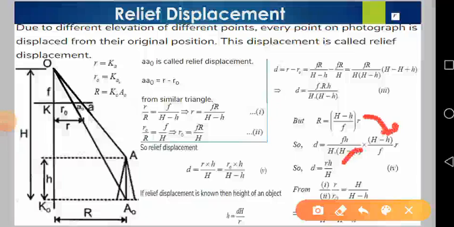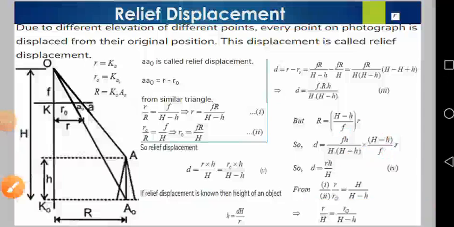So h and f get cancelled. The remaining will be hr divided by capital H, so rh divided by capital H. That is equation number 4, which we obtain.